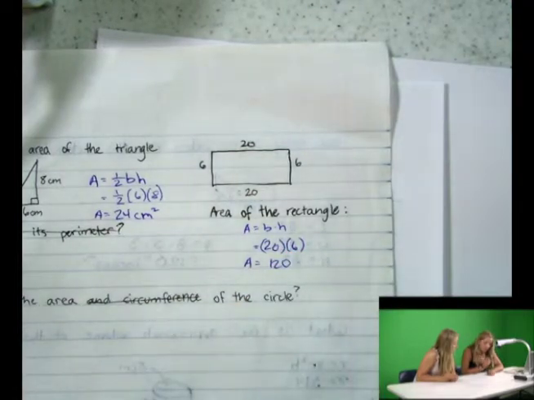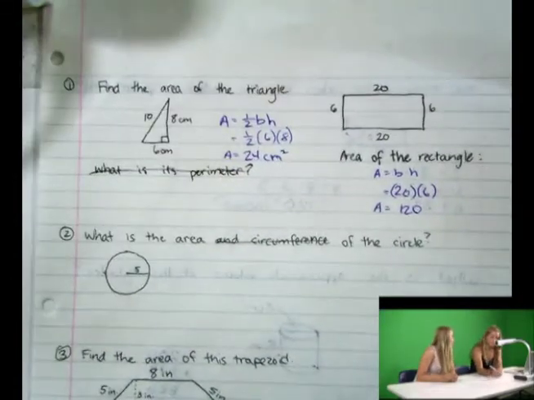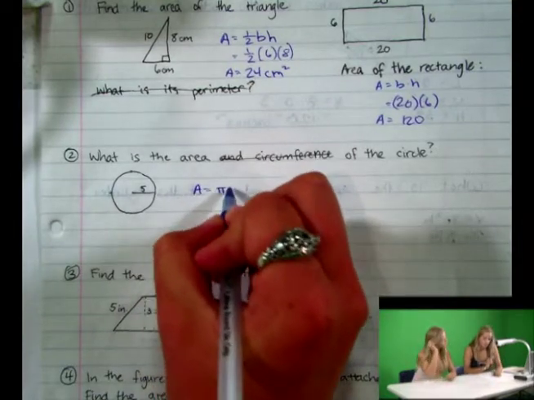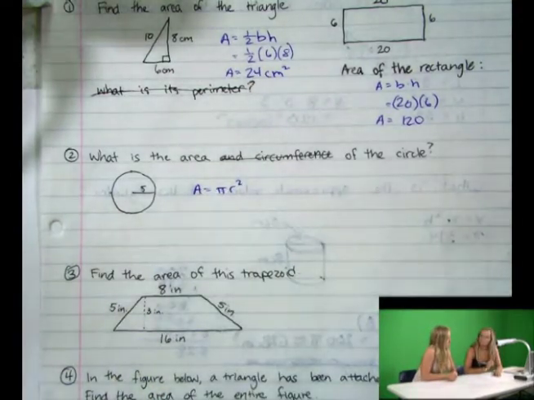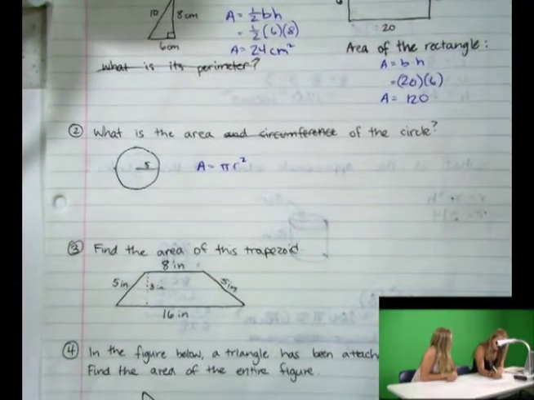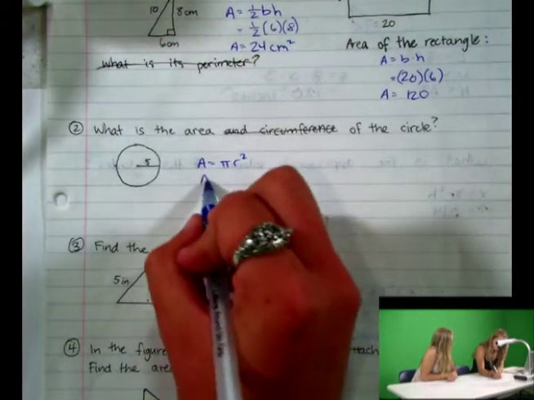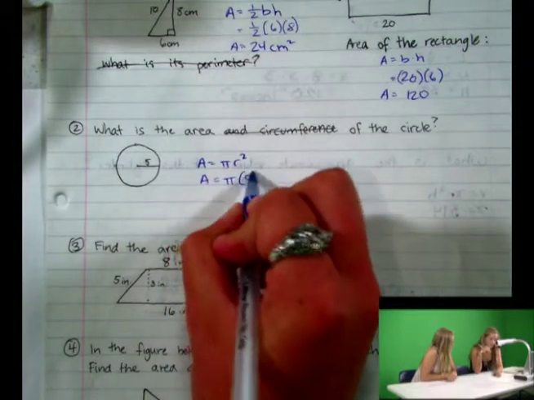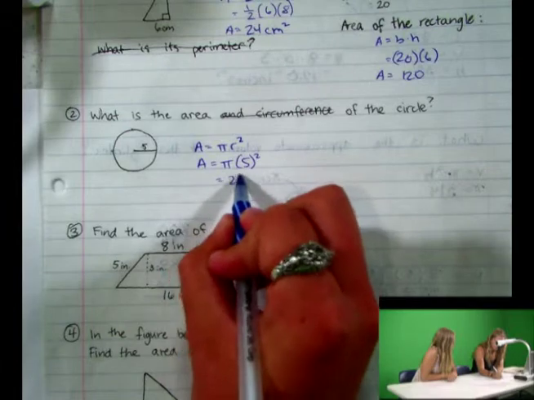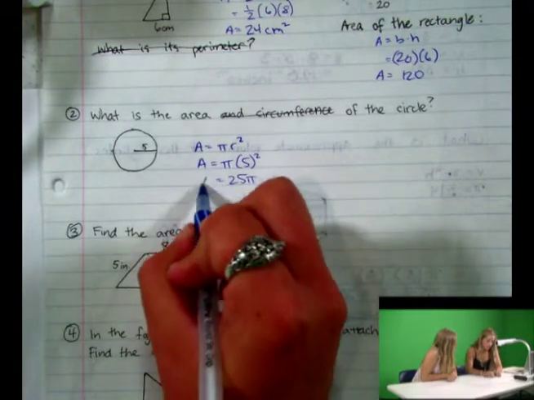Okay. So how do we find the area of a circle? Pi r squared. Okay. So what now? Plug in 5 for the radius. And you get 25 pi. Yeah, 25. Perfect.